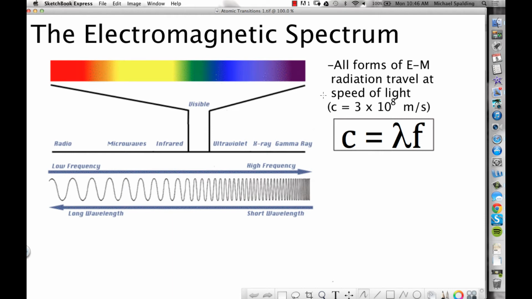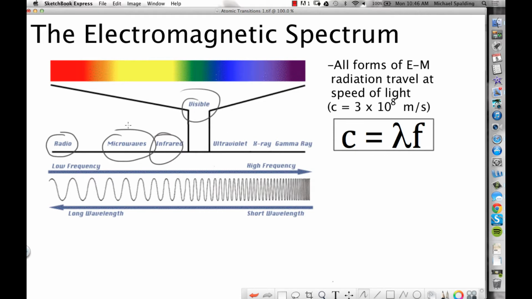All right, so we're going to start by talking about the basics of the electromagnetic spectrum. So guys, the electromagnetic spectrum is made up of all forms of electromagnetic radiation. So electromagnetic radiation includes radio waves. You've all heard of radio waves, microwaves, infrared, visible light, which, hey, visible light.